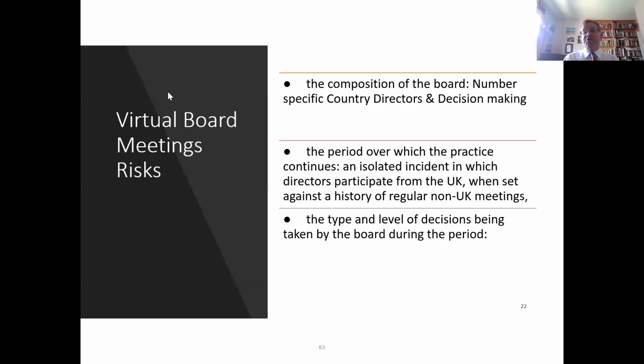Where you have virtual board meetings, the risks there are the composition of the board, the number of specific country directors, and decision making that's done at the board. Is it a rubber stamp for decisions made elsewhere or not? The period over which the practice continues, an isolated incident in which directors participate from the UK when set against a history of regular non-UK meetings, and the type and level of decisions being taken by the board during that period.